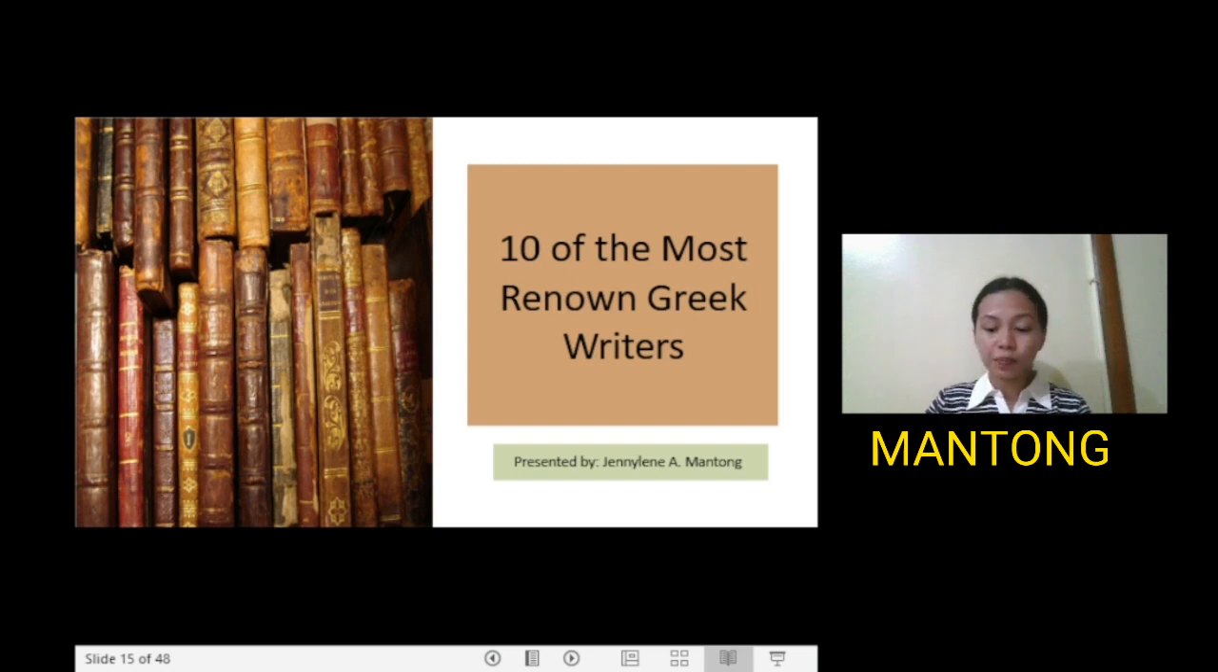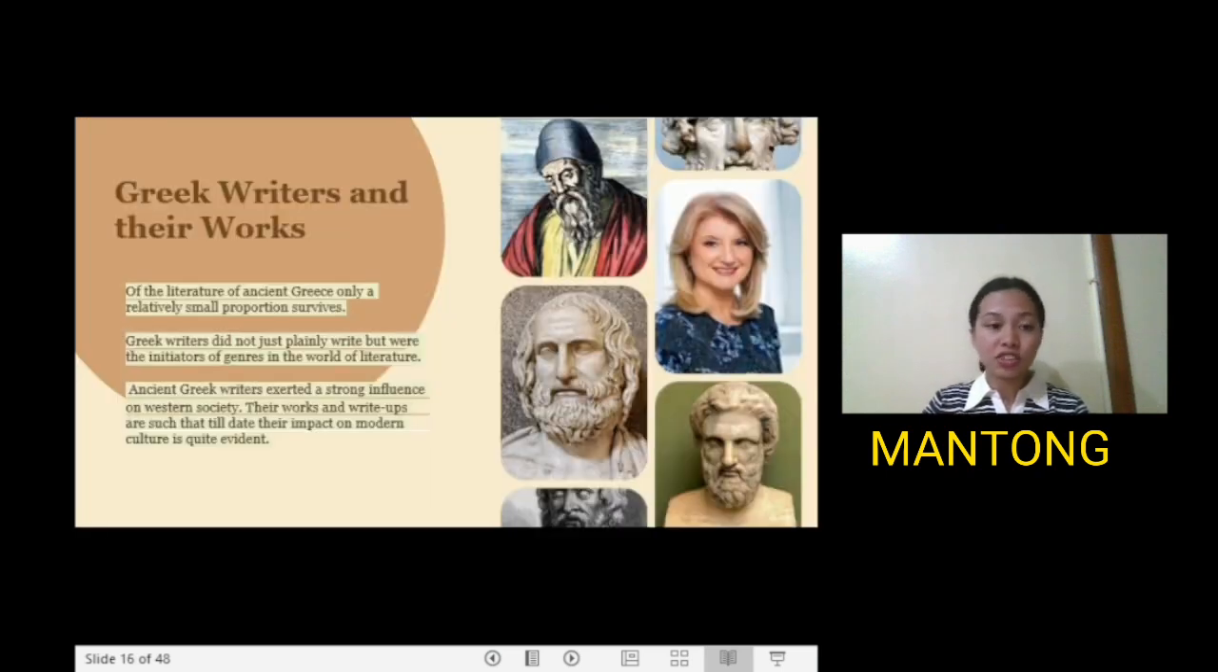So to start, of the literature of ancient Greece, only a relatively small proportion survives. Yet it remains important not only because much of it is of supreme quality, but also because until the mid-18th century, the greater part of the literature of the Western world was produced by writers who were familiar with the Greek tradition. And believe it or not, much of what we read today was first evolved by Greeks.